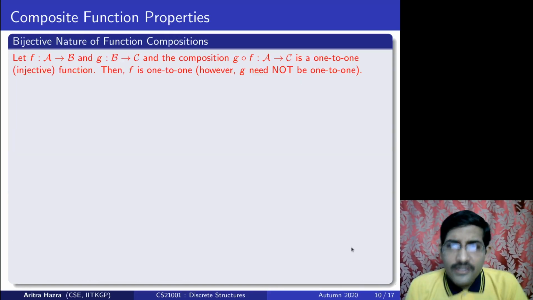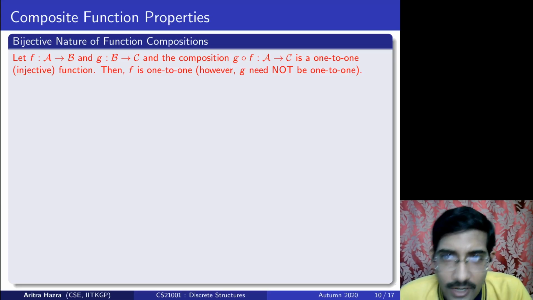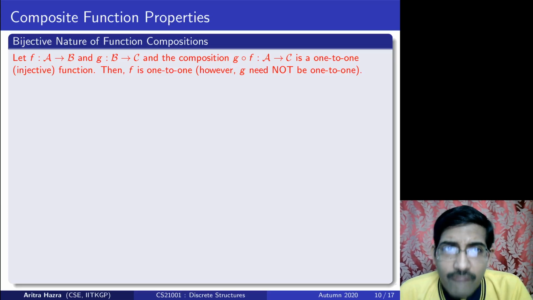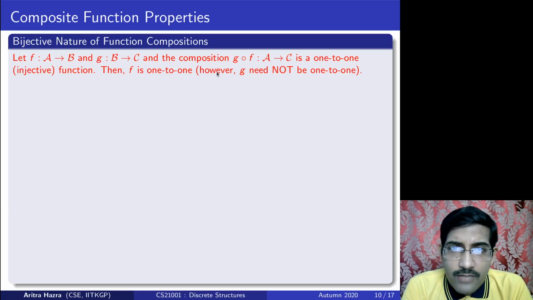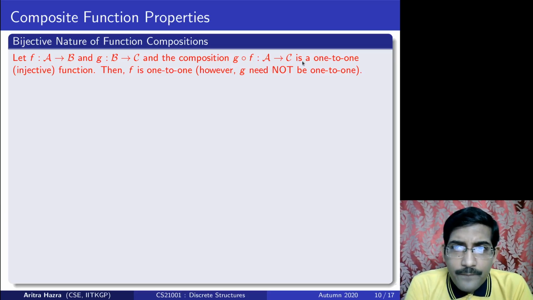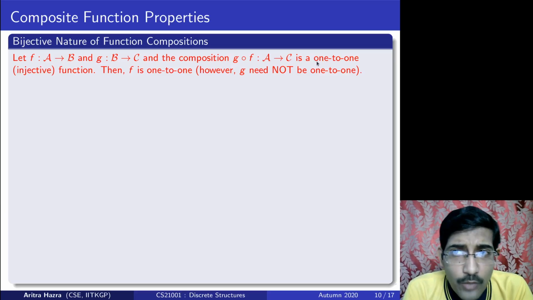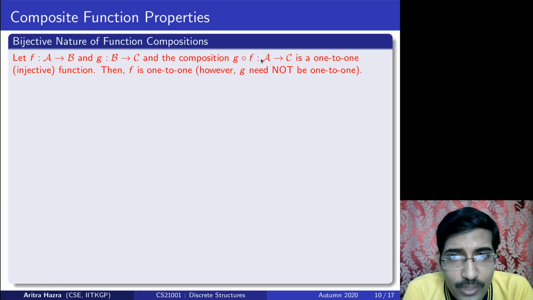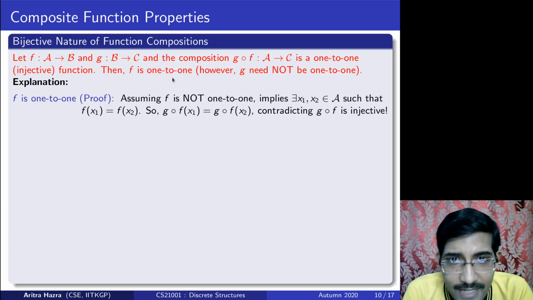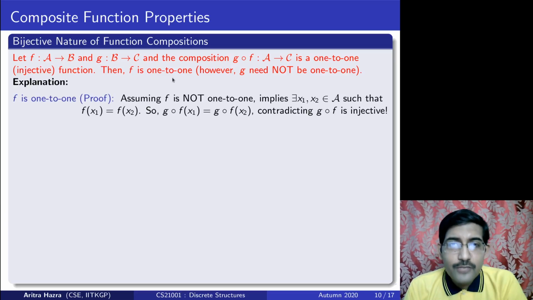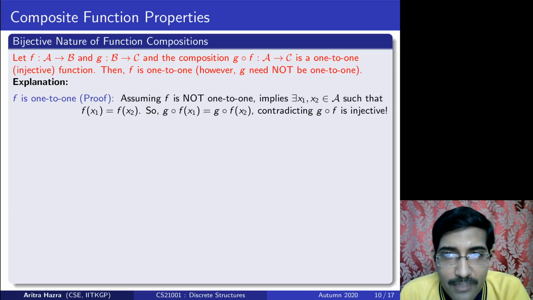Now a little tricky part, the opposite parts. I give you f from A to B and g from B to C and their composition also. And I told you that this composition is one-to-one. It is interesting to note that if this is the case, then you can prove only one thing to be one-to-one, that is f, not the other one. Let us see an example. First, let us prove, and then we will see an example why g is not one-to-one.